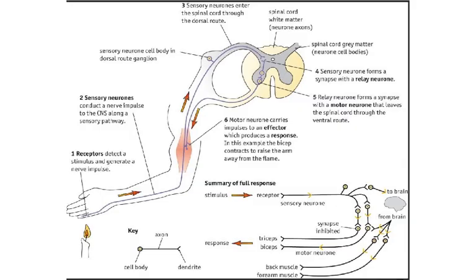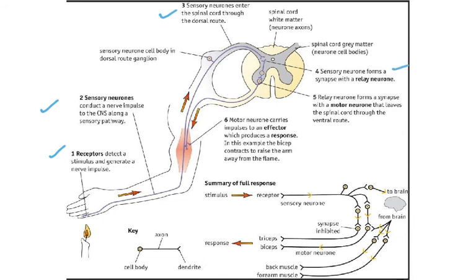This is another diagram of the reflex arc, and we can just sum it all up. As you can see, it's very well numbered and you can understand it. Number one, receptors detect a stimulus and generate a nerve impulse. Number two, sensory neurons conduct the nerve impulse to the central nervous system. Number three, the sensory neuron enters the spinal cord through the dorsal root.